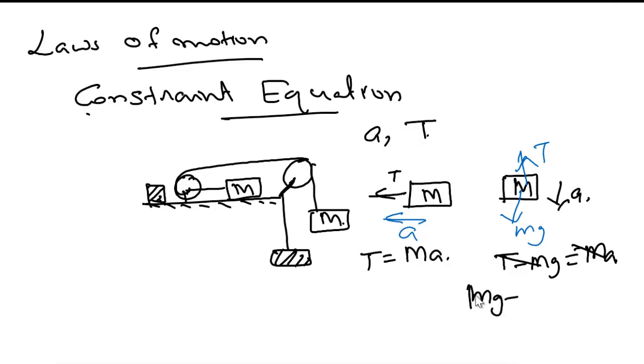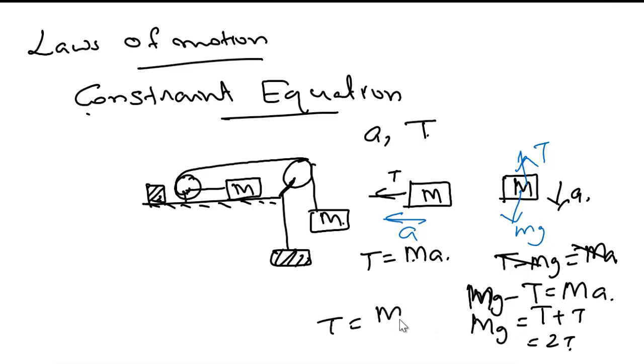mg minus T equals ma. Here instead of ma, I can put T. Therefore, taking this T to the right side, T plus T gives 2T. So we get mg equals 2T, and T equals mg divided by 2. This is the value we get for the tension: T equals mg by 2. If T equals ma and T equals mg by 2, what will be a? It can be written as g by 2.